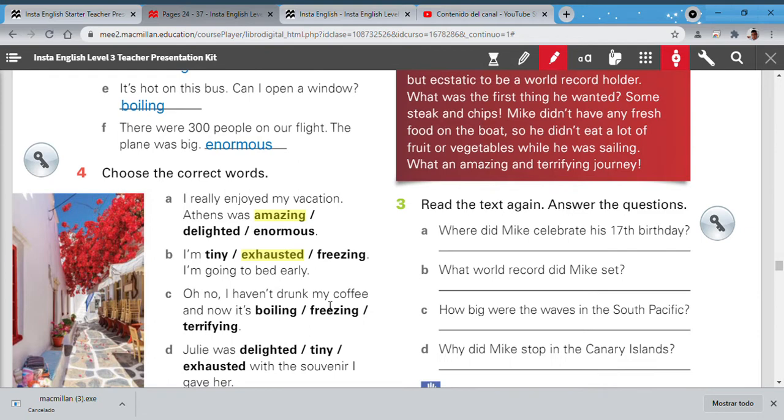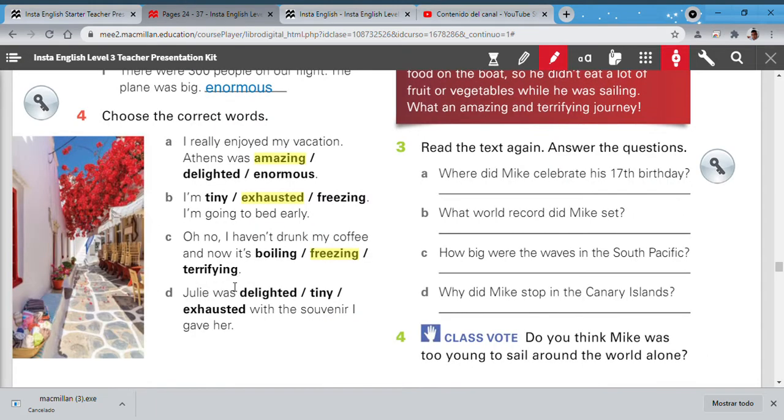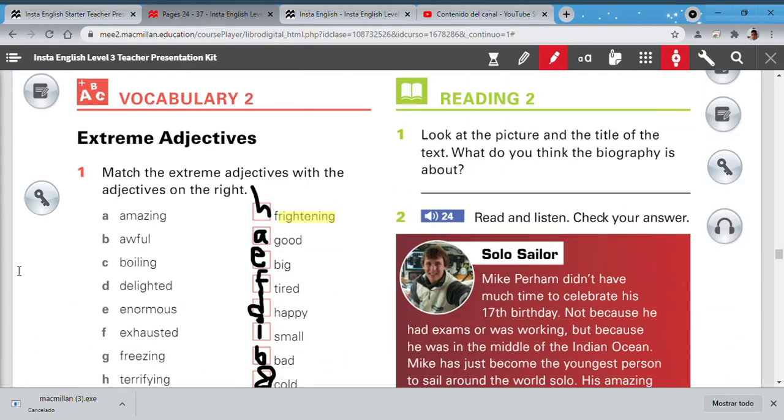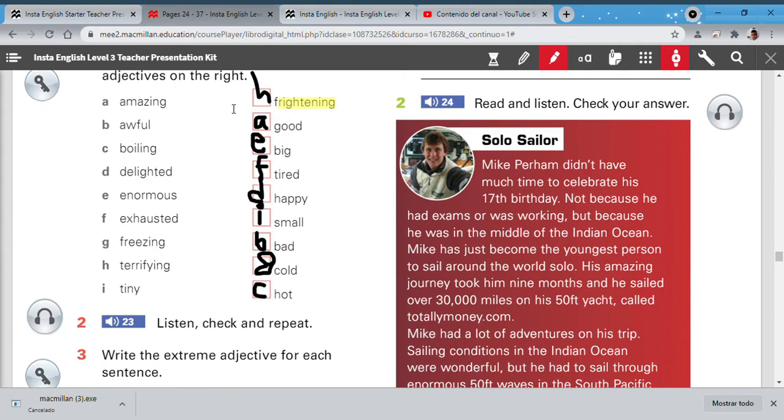Oh no, I haven't drunk my coffee and now it's boiling, freezing, or terrifying. If I left my coffee, it would freeze. In this case, freezing. Julie was delighted, tiny, or excited with the souvenir I gave her. Delighted. Excellent. Here you have the answers. Perfect. Remember, this is the vocabulary, and we are replacing those words with these ones.